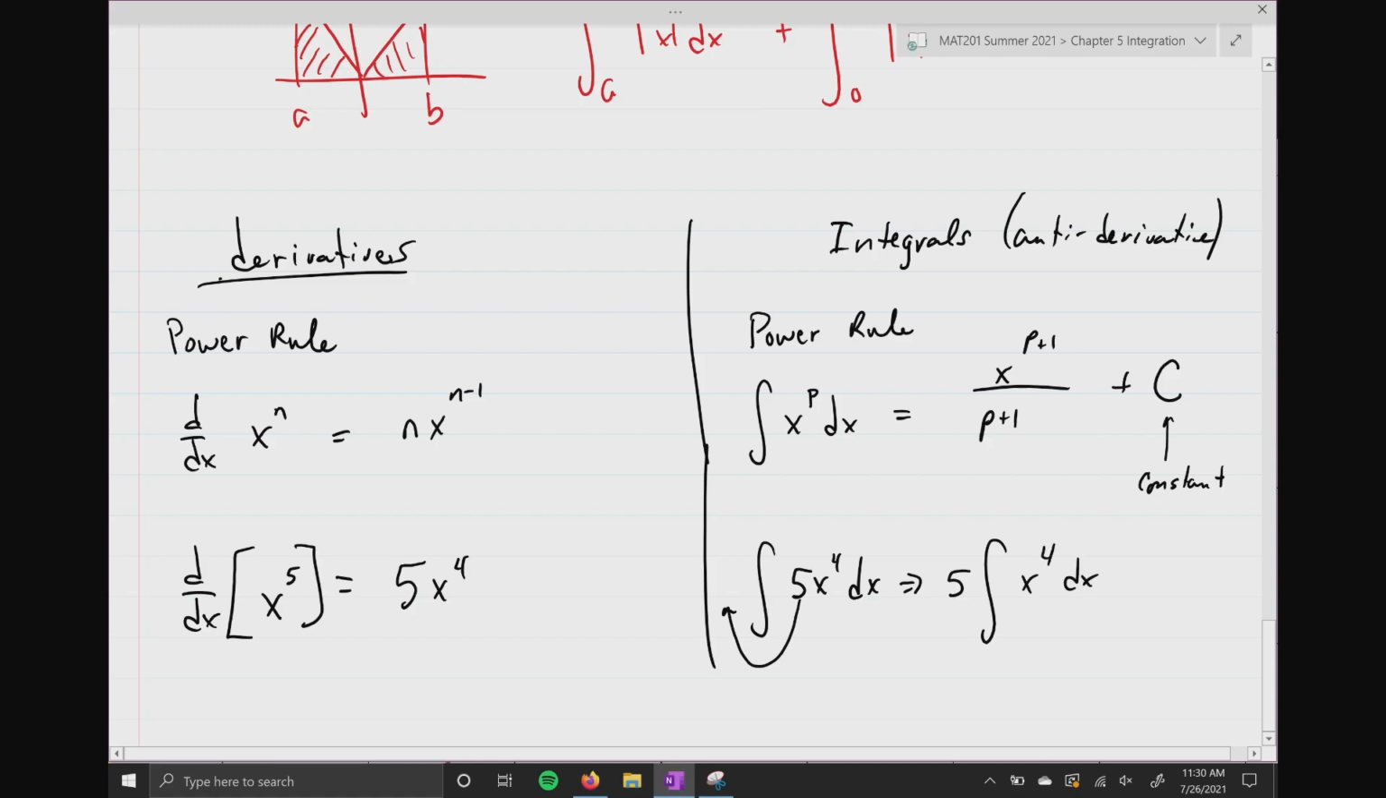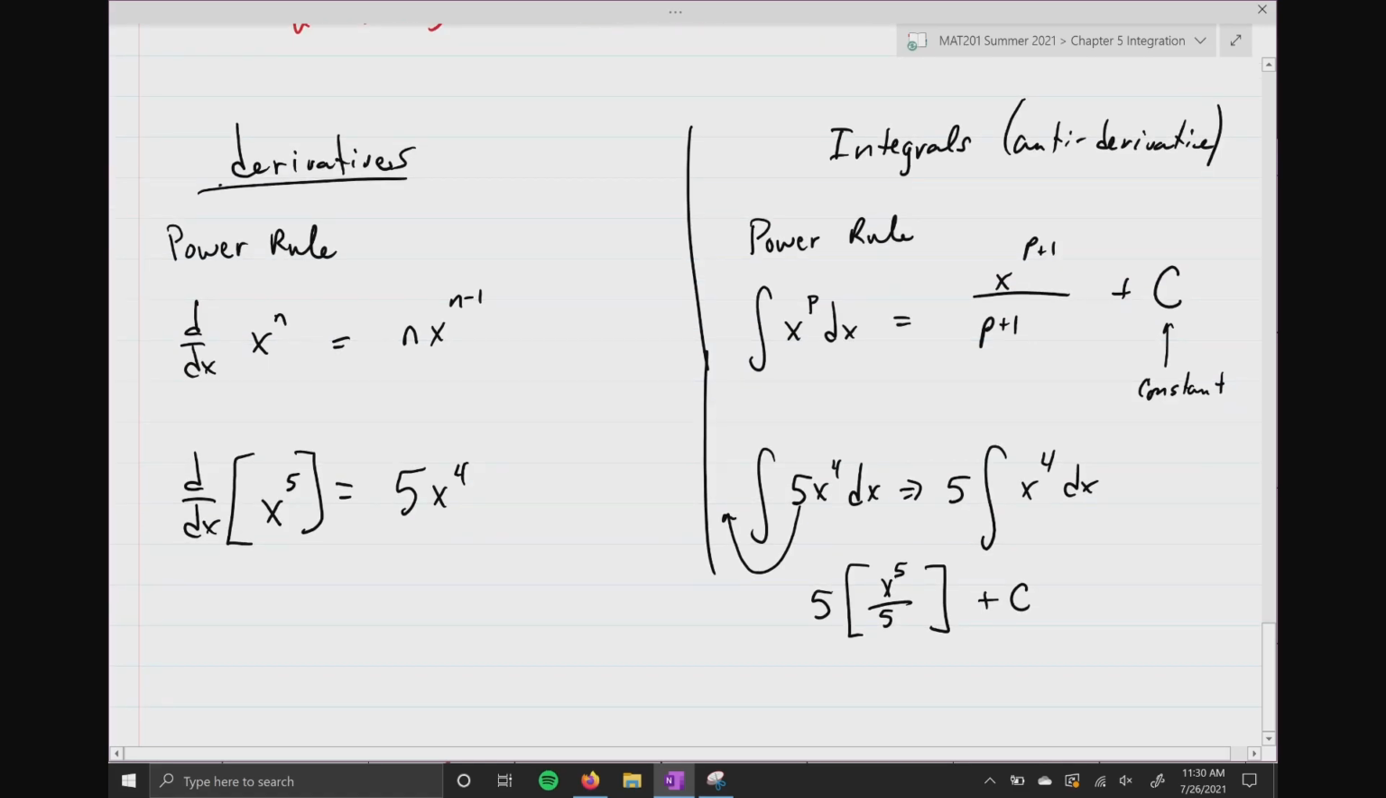Now I'm going to go ahead and apply this power rule. I'm going to get 5 out front times, now I take that power, which is a 4, and I add 1 to it, and then I divide by the same exact number. So it's 5 times x to the 5th over 5 plus some arbitrary constant c. Okay? And if I simplify, 5 times x to the 5th over 5 equals x to the 5th plus c.